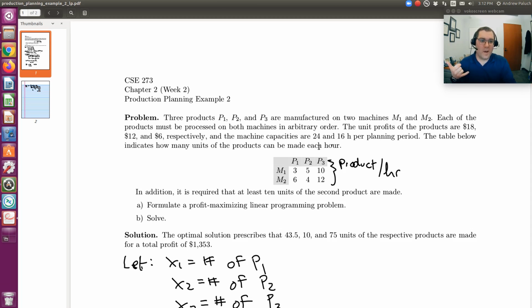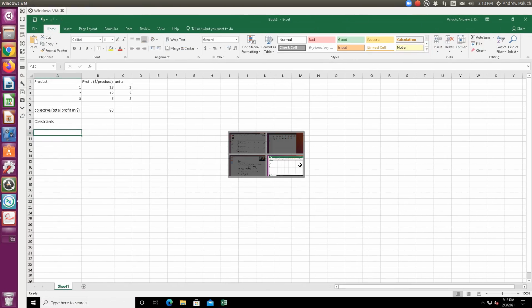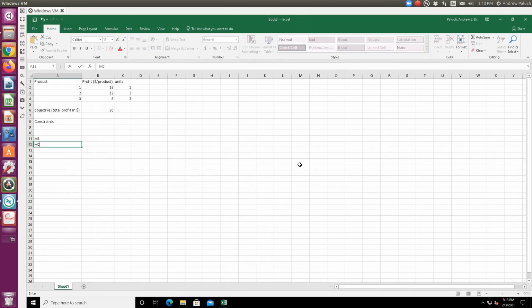So when we multiply by the number of units of each product made, we can calculate the total time required to make those products. Okay, so I'm going to reproduce this table. So have machine 1 and machine 2. Okay, and we have P1, and this is products per hour. P2, and technically it's units per hour. Product 3, this is in products per hour.